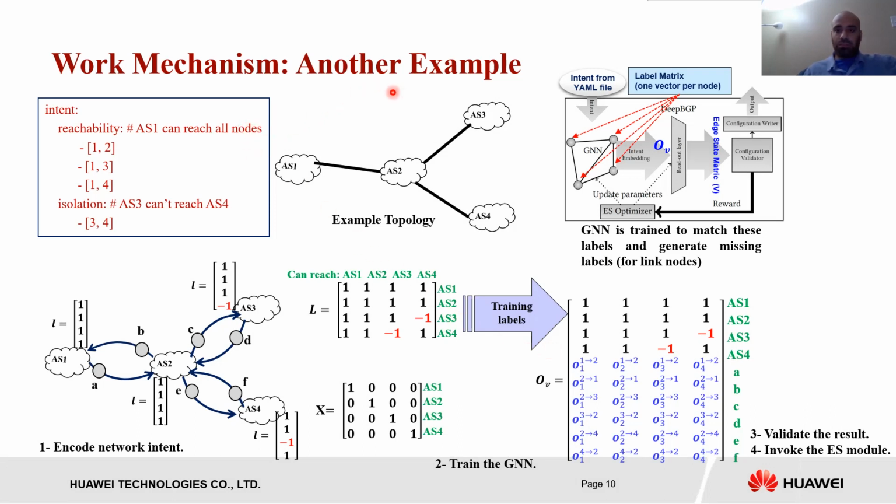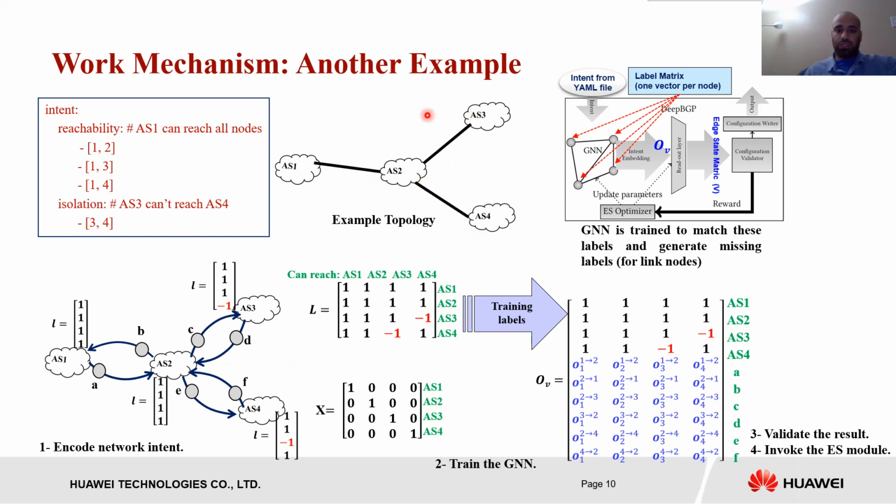So here is another simple example to illustrate the whole process. For example, we start with a simple topology of 4 nodes connected in a star topology, and we start with the intent, as we can see here, that AS 1 can reach AS 2, and autonomous system 1 can reach 2, 3, 4, and at the same time we need to isolate autonomous systems 3 and 4.